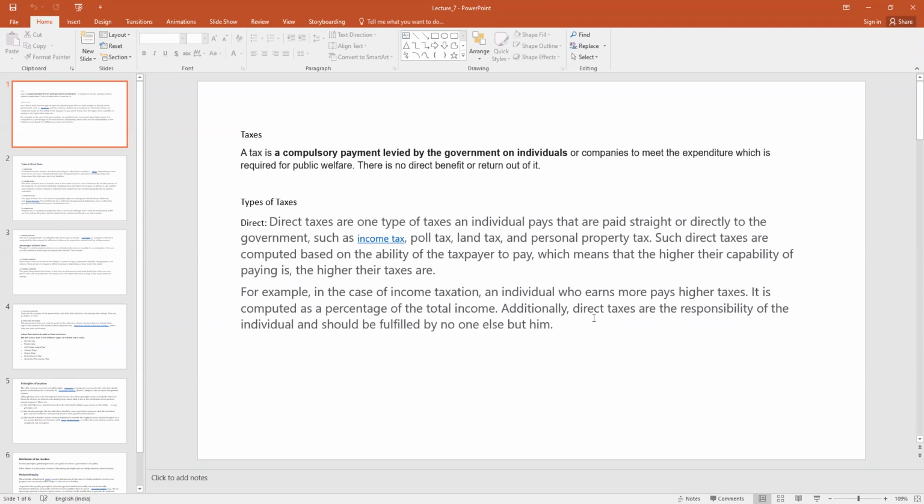Such direct taxes are computed based on the ability of the taxpayer to pay. So it is already clear. Suppose it is an income tax, it is charged on the basis of the income of the individual. So it depends upon the ability of the taxpayer. Sir, I am getting only 500 rupees per day, monthly 15,000 rupees salary. How can I pay taxes? You don't have to pay taxes. If somebody is getting 1 lakh rupees monthly, when they cross 5 lakh rupees yearly, after 2 lakh 50,000 rupees, then they have to pay only 5% of their income as tax. So all the direct taxes purely depend upon the ability of the taxpayer.